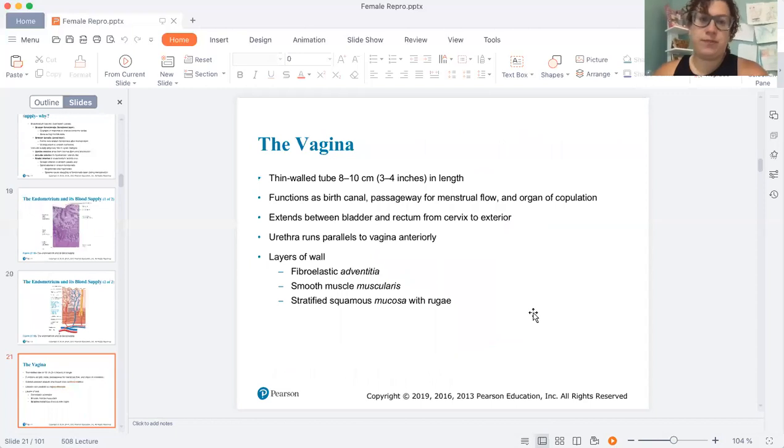Okay, so the vagina, and yes, vagina, vagina, vagina. I sound like Kindergarten Cop. Boys have penises, girls have vaginas, and that's not fully true.